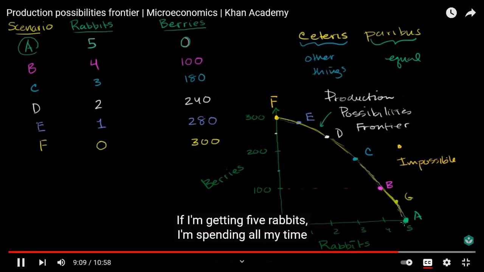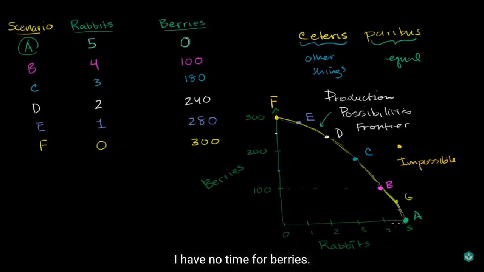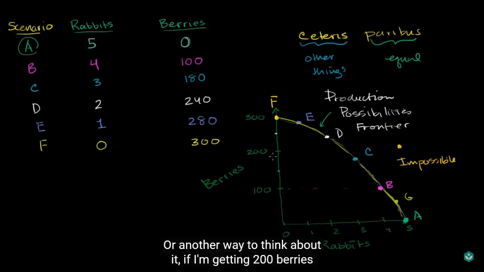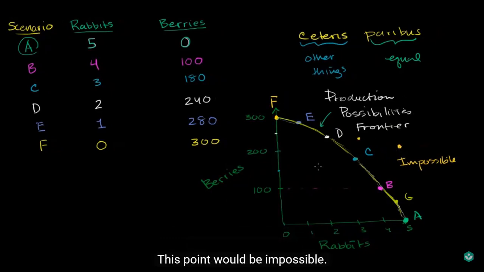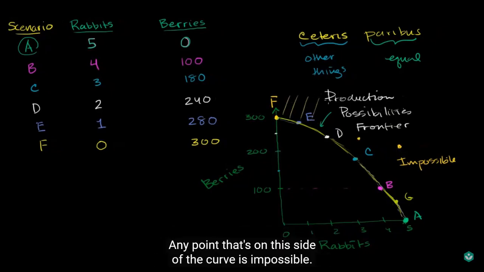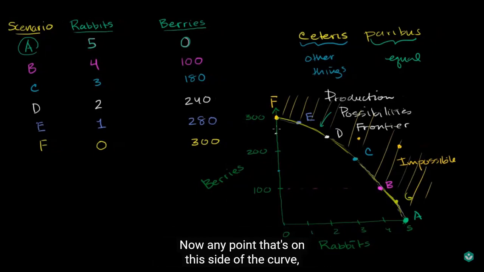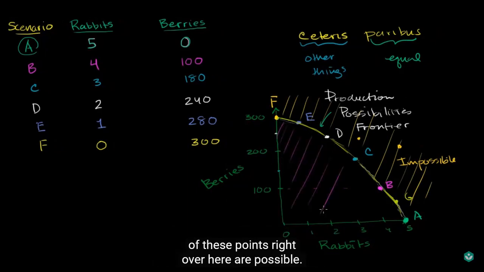If I'm getting 5 rabbits, I'm spending all my time on rabbits. I have no time for berries. Or another way to think of it, if I'm getting 200 berries, I don't have enough time to get 5 rabbits. So this point is impossible. Any point that's on this side of the curve is impossible. Now, any point that's inside the curve, or below the curve, or to the left of the curve, all of these points right over here are possible.